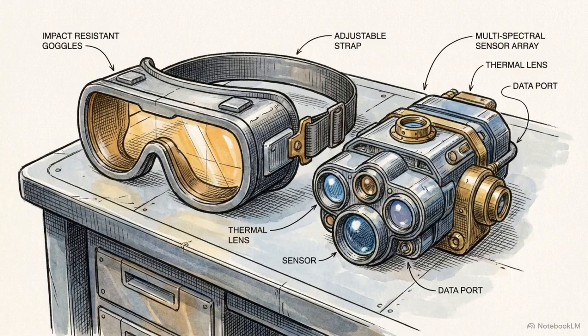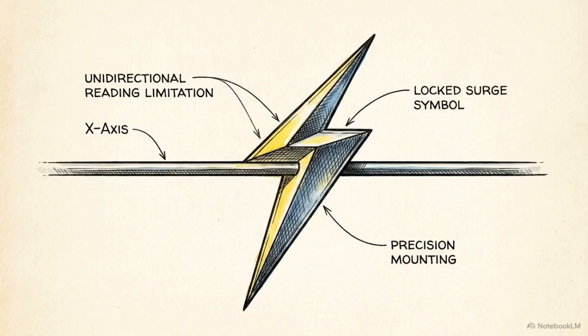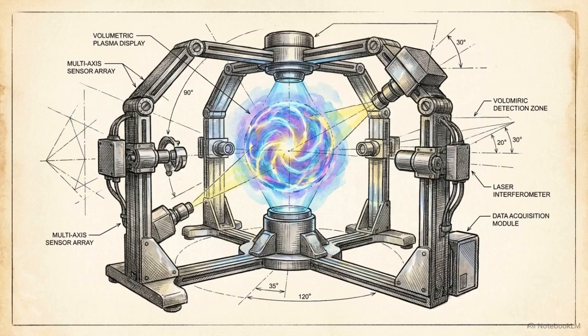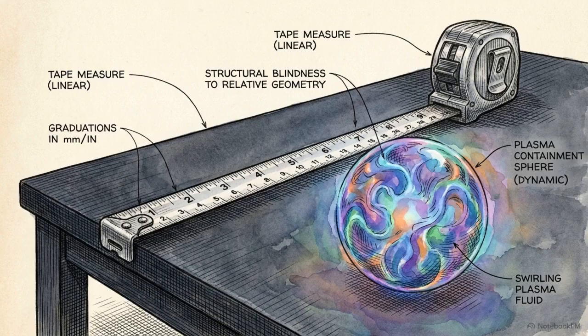Verifying the existence of this field requires highly specific observation tools. Standard unidirectional Gauss or Tesla meters are ineffective. They are built to read linear electrical surges along a single axis. Reading a spherical volume of plasma requires 3-dimensional gradual field detectors, equipment currently in dedicated lab development. Applying static spatial measurements and unidirectional electrical sensors to this array will yield zero useful data. They are structurally blind to relative, multidimensional geometry.